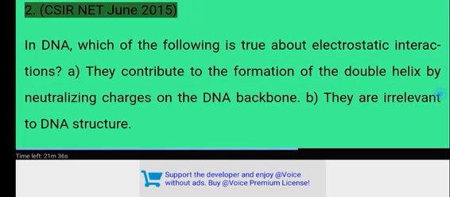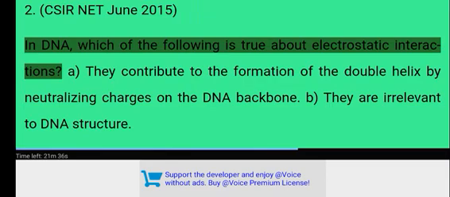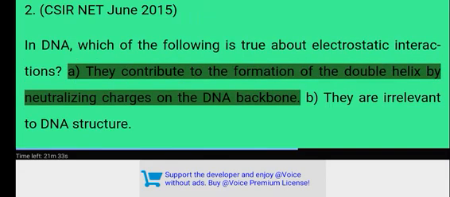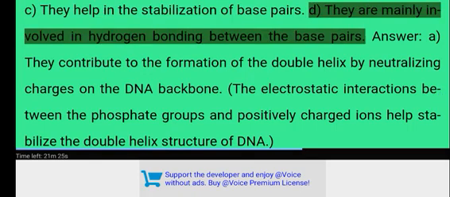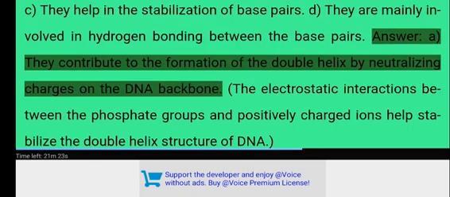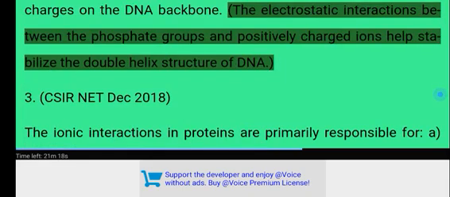2. CSIR NET June 2015. In DNA, which of the following is true about electrostatic interactions? A. They contribute to the formation of the double helix by neutralizing charges on the DNA backbone. B. They are relevant to DNA structure. C. They help in the stabilization of base pairs. D. They are mainly involved in hydrogen bonding between the base pairs. Answer: A. The electrostatic interactions between the phosphate groups and positively charged ions help stabilize the double helix structure of DNA.